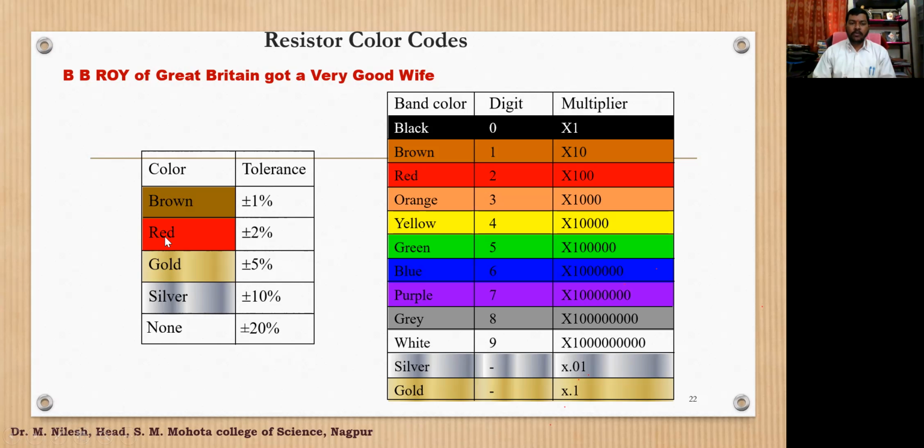When it comes to brown, it means that it will be a very error-free type of resistance, a very accurate resistance, right? It has a very minimum fluctuation. So these are the color codes.